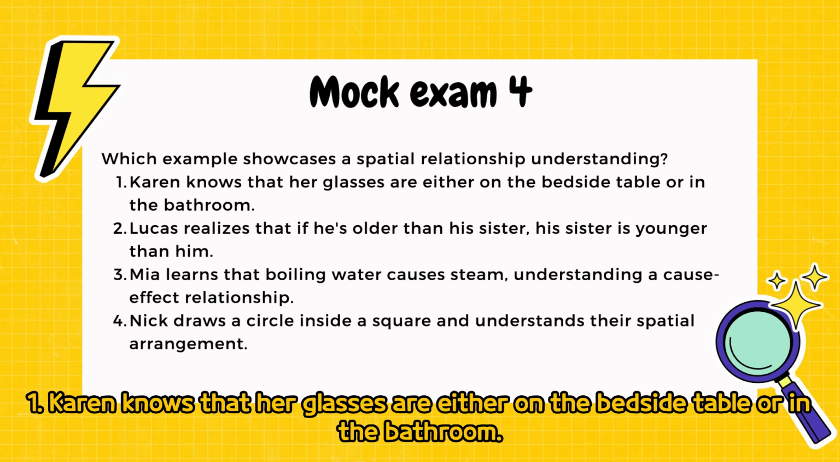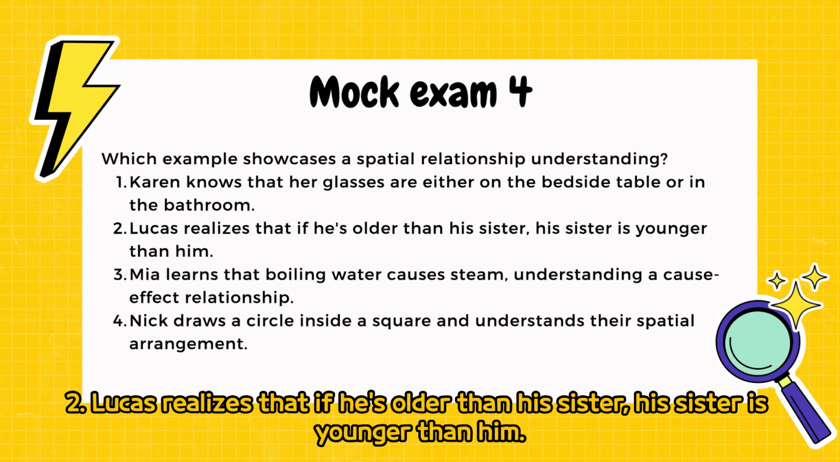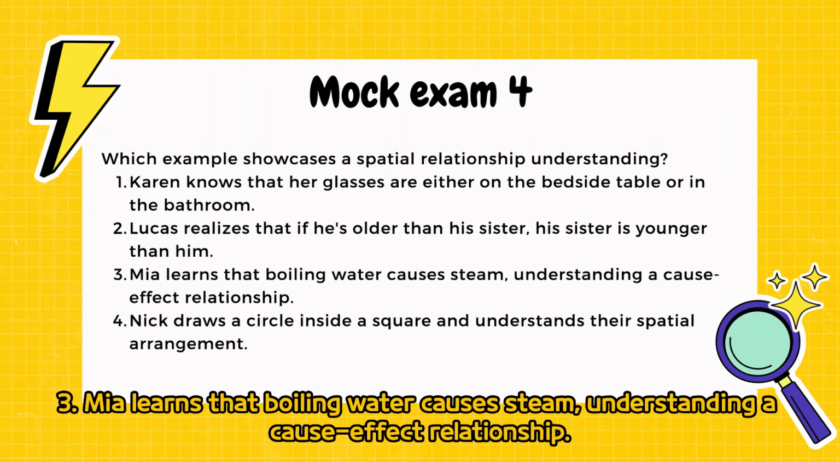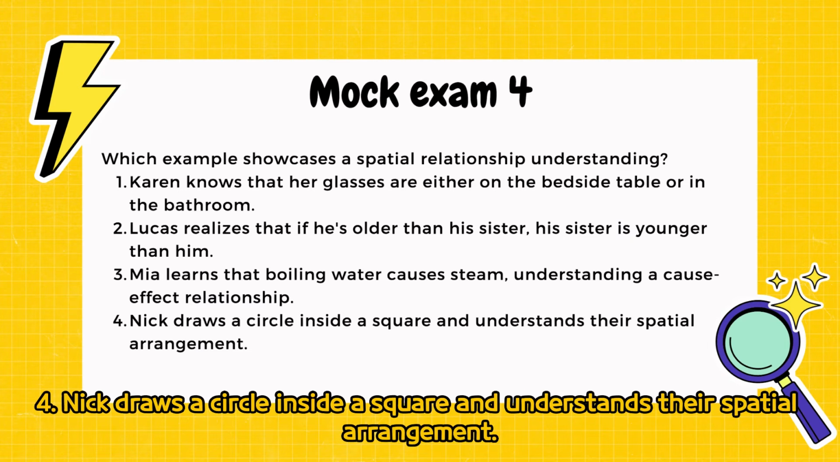1. Karen knows that her glasses are either on the bedside table or in the bathroom. 2. Lucas realizes that if he's older than his sister, she is younger than him. 3. Mia learns that boiling water causes steam, understanding a cause-effect relationship. 4. Nick draws a circle inside a square and understands their spatial arrangement.